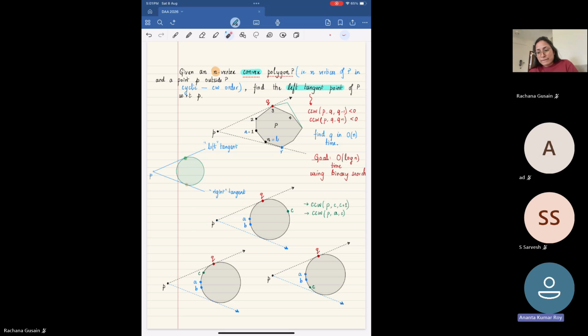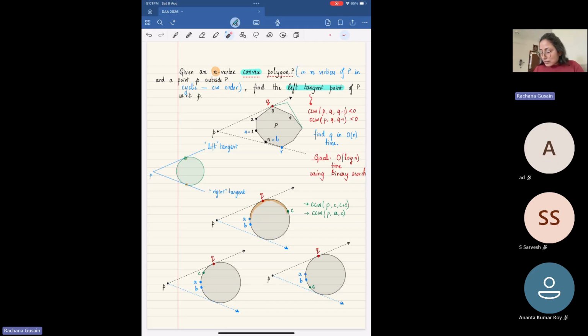In the A to C region. Exactly, because I know that the points are in clockwise order. I know that C is in the outer half, and I know that C is not the left tangent point. That left tangent point must be in this region. So we are going to just search in this region. We'll get rid of half of the points and repeat.